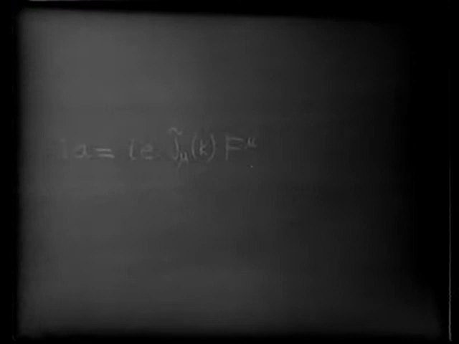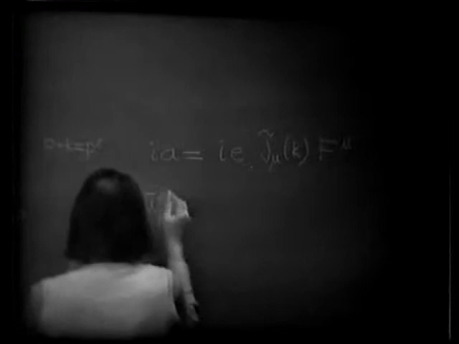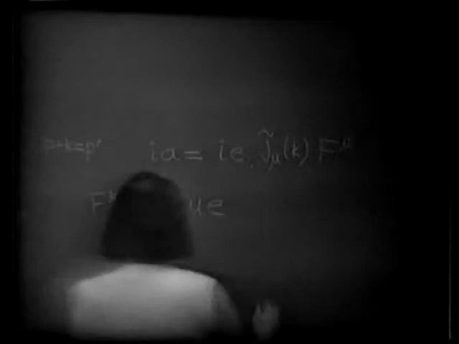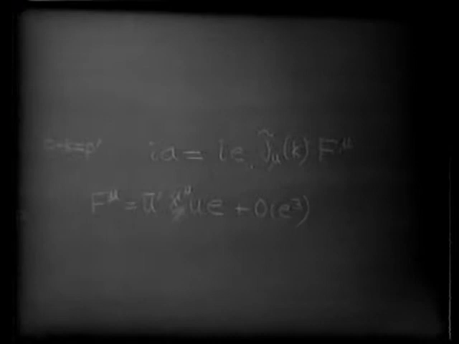F mu has got a U bar prime and a U in it and some Dirac matrices and some functions of momentum. F mu has been chosen so that to lowest order, it's U bar prime gamma^mu U times e, whoops, that should be an upper mu, plus corrections, which are, of course, of order e cubed. They come from adding a photon loop somewhere down at the bottom vertex. That's how I've scaled my thing.